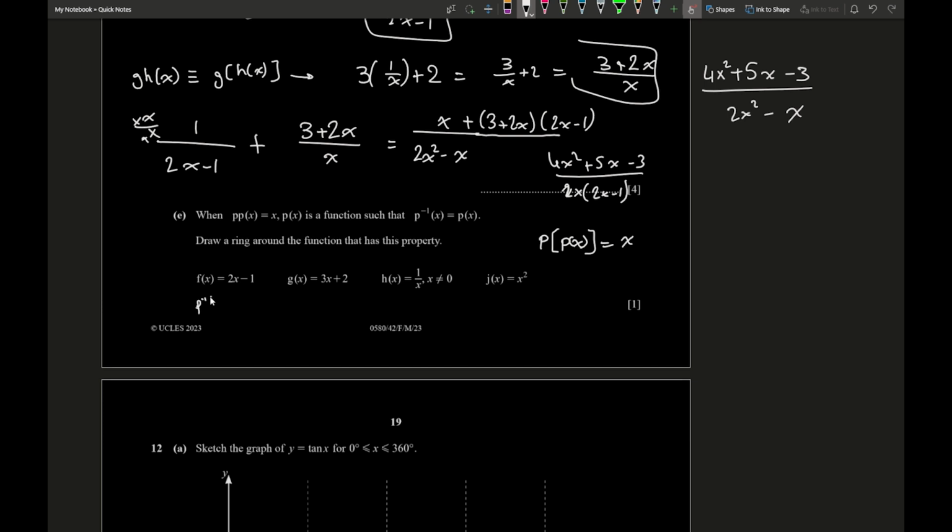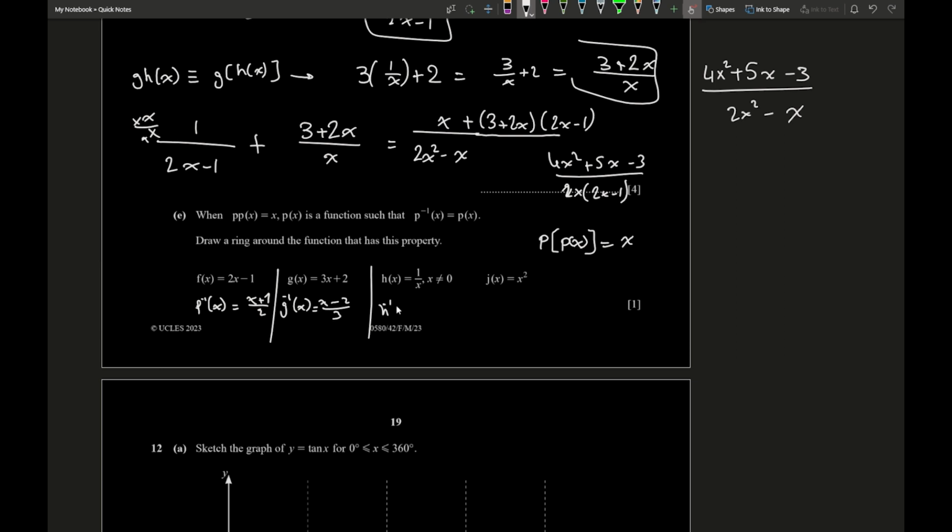So f inverse of x would be equal to, I believe, x plus 1 divided by 2. Obviously the inverse is not equal to the function, so this is wrong. g inverse of x is going to be equal to x minus 2 divided by 3. This is also not correct.